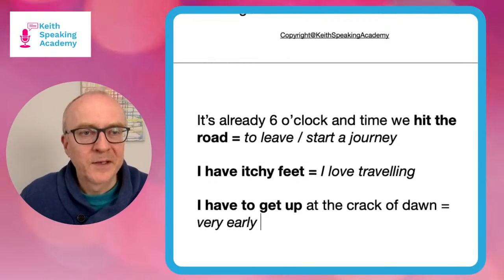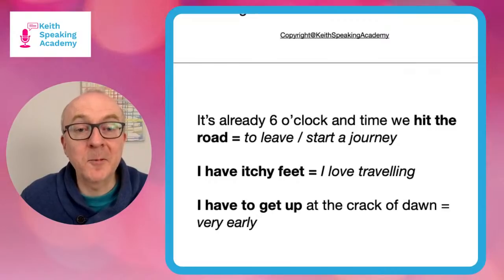Brilliant. Good. So, guys, we've looked at a lot, actually. We've looked at idioms, lots of different language. I'm going to move us on to our next activity, the next thing I'd like to do with you. It's that time of the day.